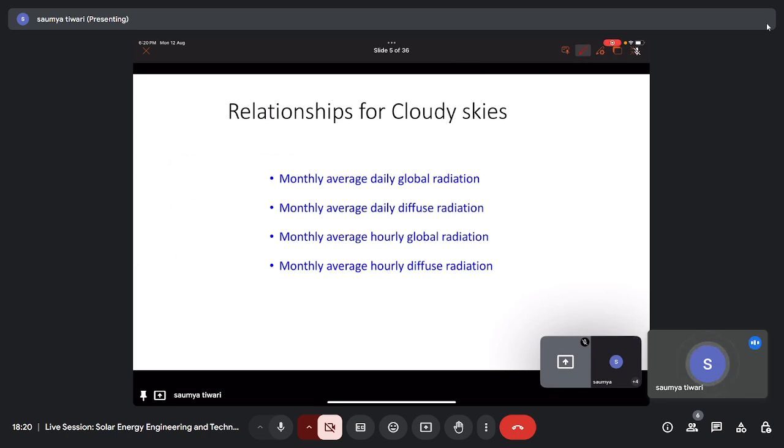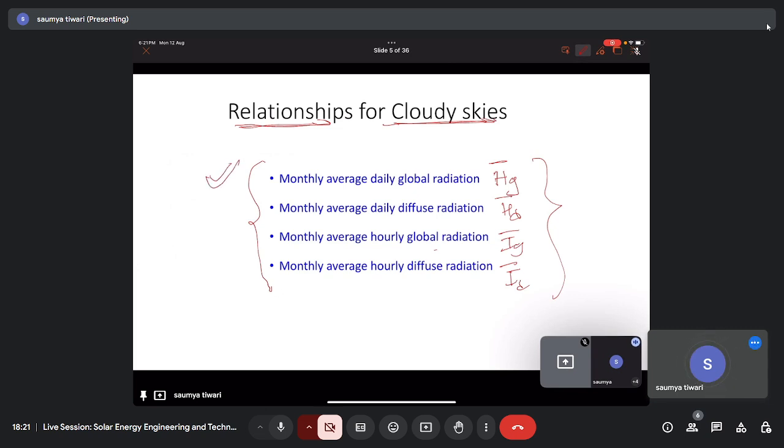If you're talking about cloudy skies, there are some empirical relationships that have been derived. One is the monthly average daily global radiation, then monthly average daily diffuse radiation, monthly average hourly global radiation, and monthly average hourly diffuse radiation. These are the parameters for which empirical relationships have been established.